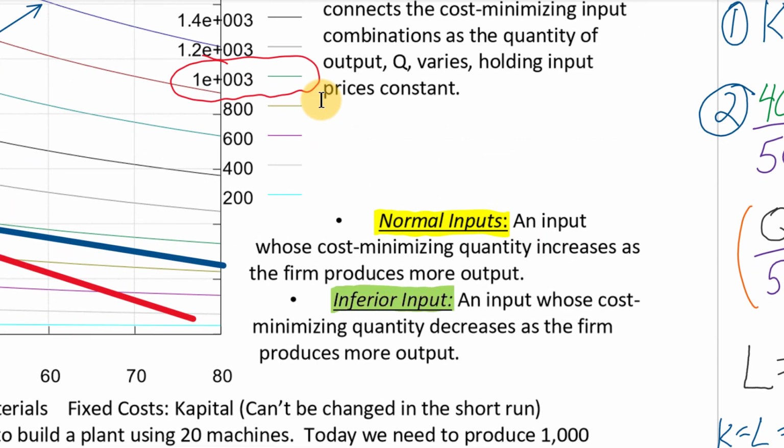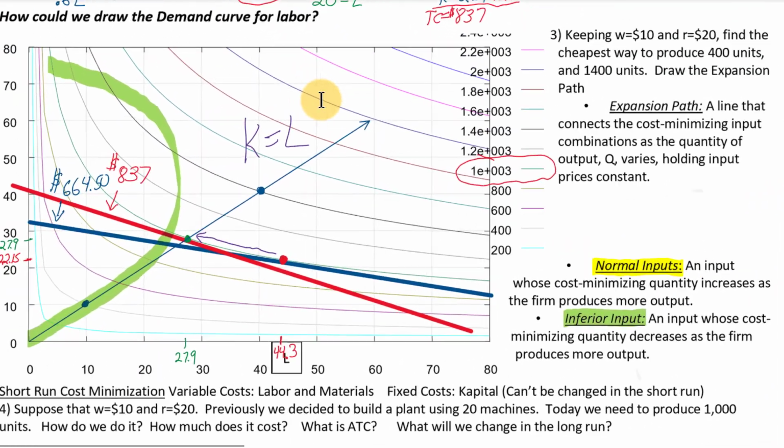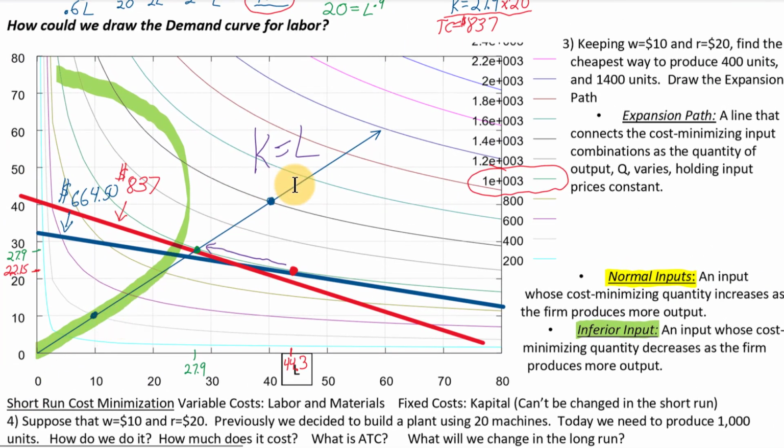Remember, an inferior good, when we're talking about consumption, is if your income goes up and you buy less of something like ramen noodles, that's an inferior good. An inferior input, similar kind of idea. If my total cost goes up and I'm producing more units, if I use less of an input, that's an inferior input. This is not going to happen with a Cobb-Douglas production function. Both inputs are always going to be normal because as we expand output with a Cobb-Douglas production function, we're always going to be using more of both labor and capital.